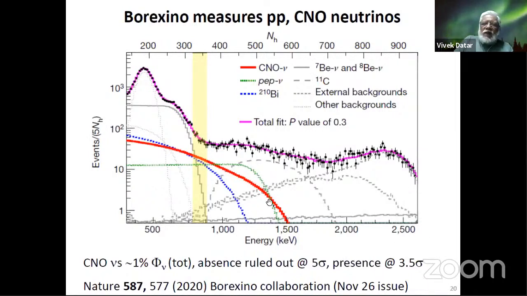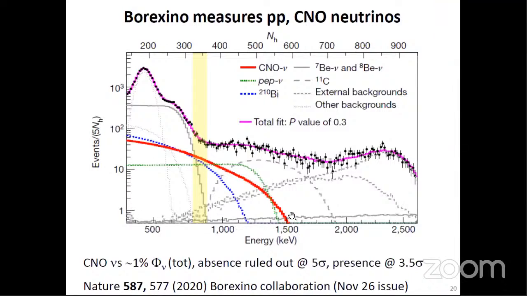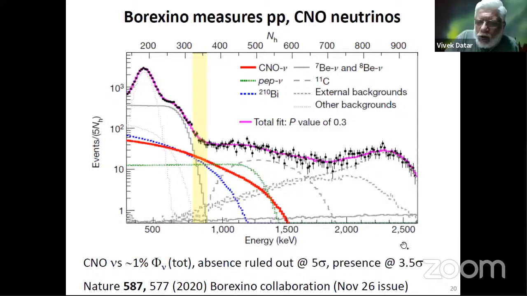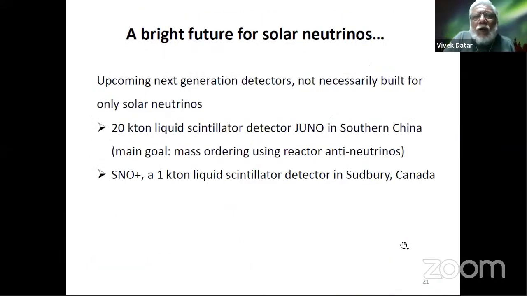However, they claim a flux that has been observed at the 3.5 sigma level of about 1% of the total neutrino flux. And as I said, you have about 5 minutes. Okay, 5 minutes, fine. So this is roughly what I had to say.